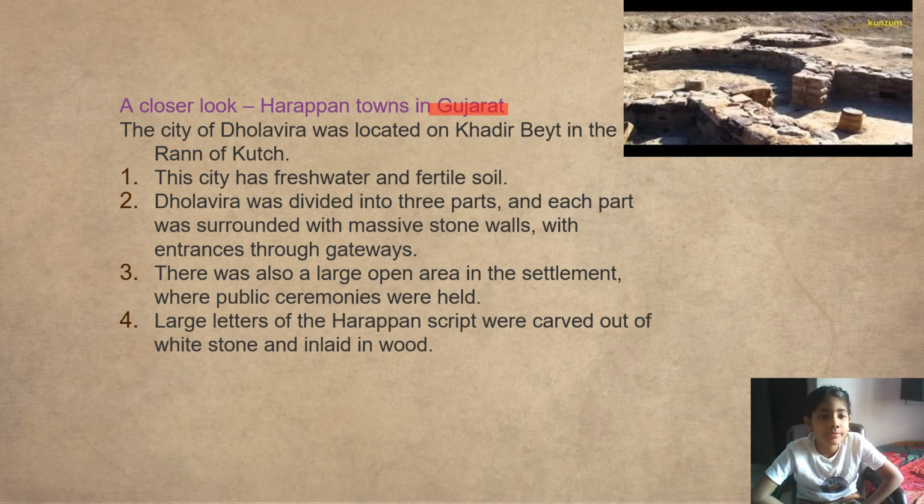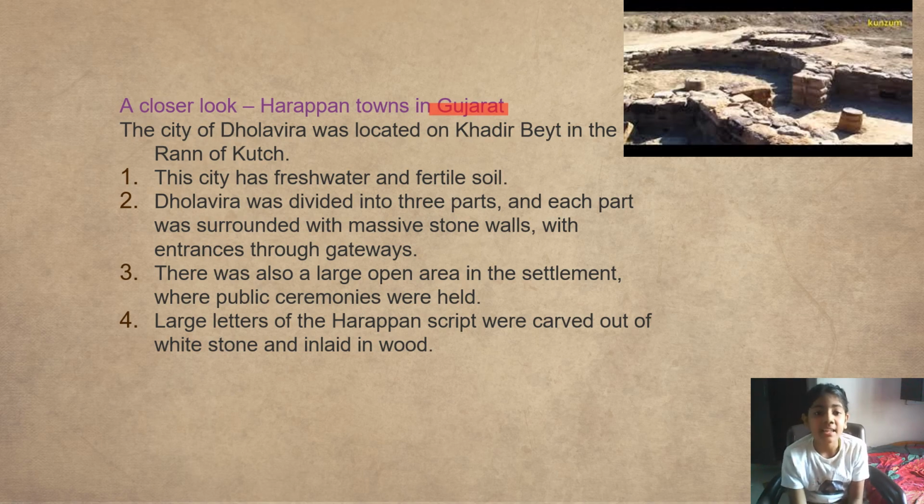The city of Dholavira was located on Khadir Bet in the Rann of Kutch. I'll tell you one thing. These days, the names are very easy. Mumbai, Kolkata, Rajasthan, very easy. But when you think of these old words, so difficult, right? We need to study them very carefully.